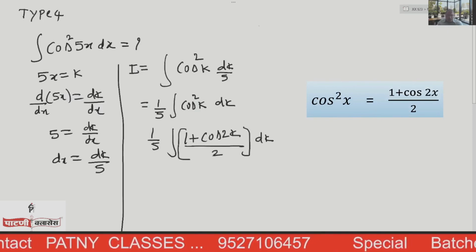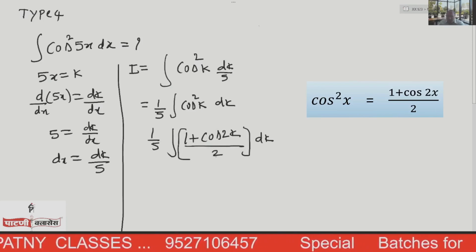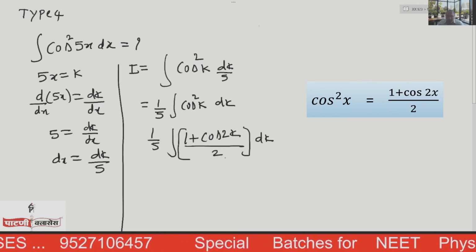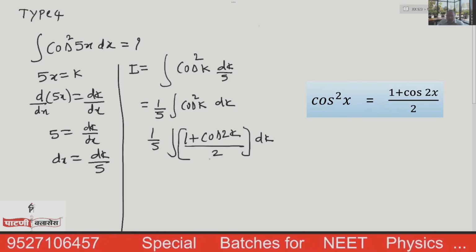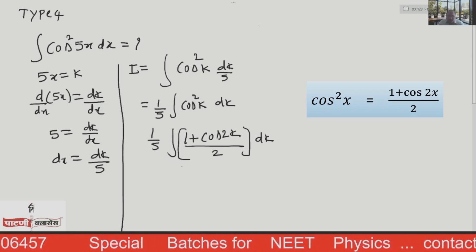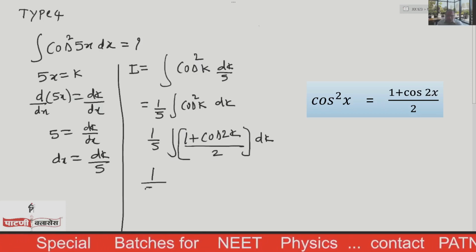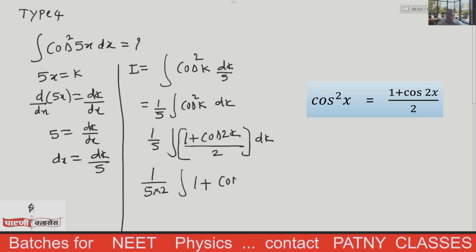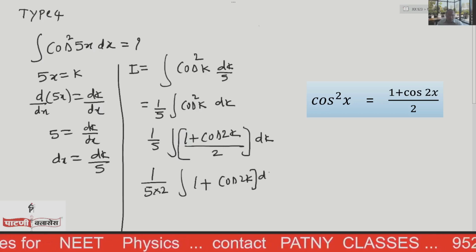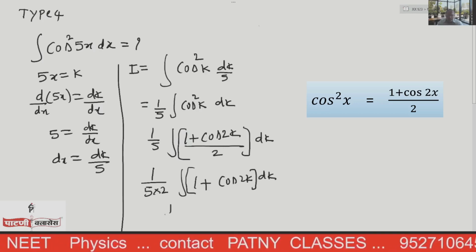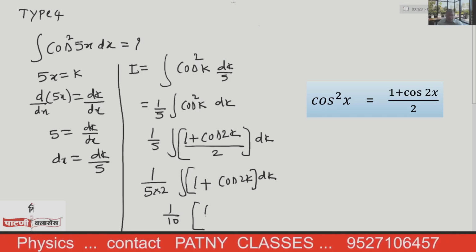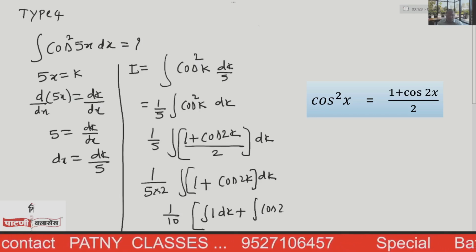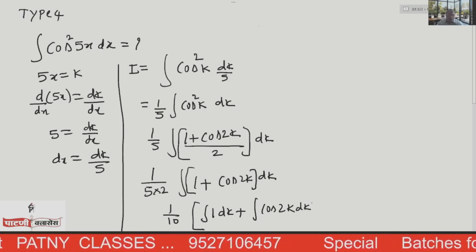I already told you integration of sin square, cos square, tan square and cot square directly is not possible. We have to convert them, like cos square k can be converted to 1 plus cos 2k upon 2. Now 2 will be outside, 1 upon 5 into 2, 1 plus cos 2k with respect to k here, then it is 1 upon 10, then 1 dk plus integration of cos 2k with respect to k.